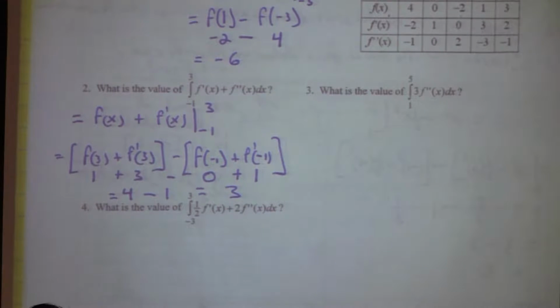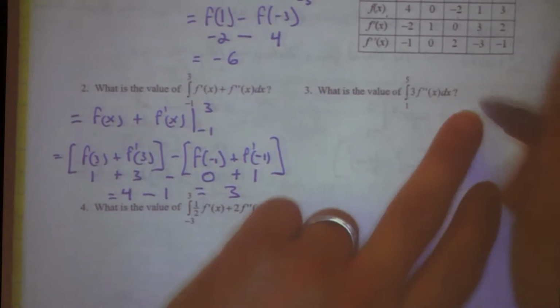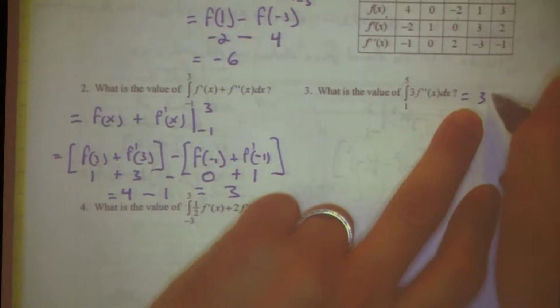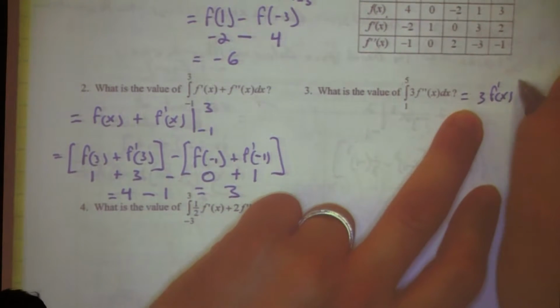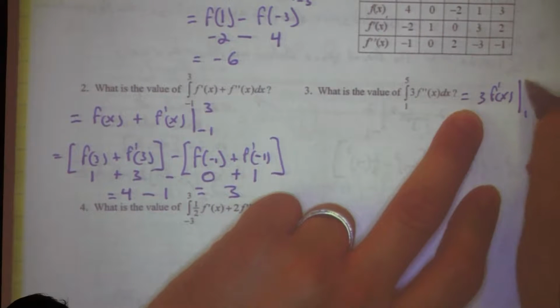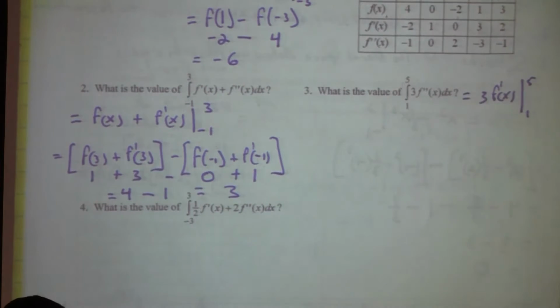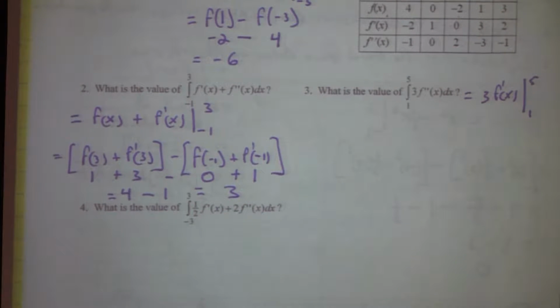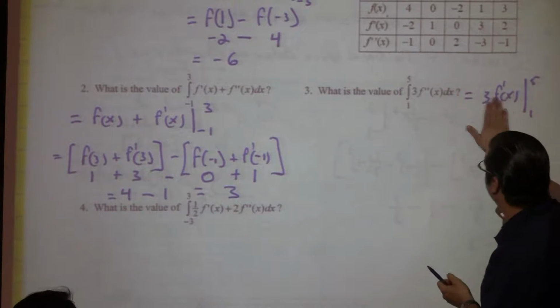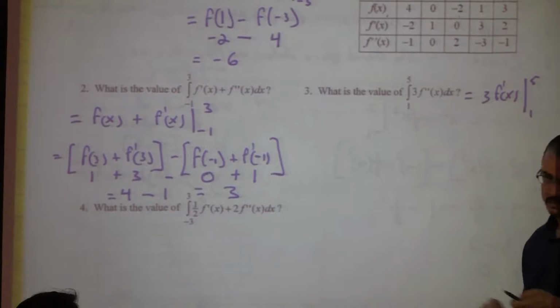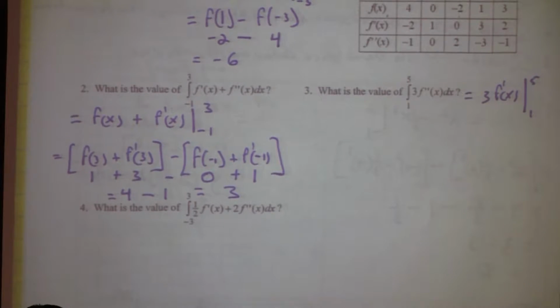Try number 3, what's going to happen then? Three f prime of x. Okay, good. So that'll be 3 times f prime of x evaluated from 1 to 5. Is everybody okay why it's f prime? Because we had what? F double prime. Alright, so let's do it.